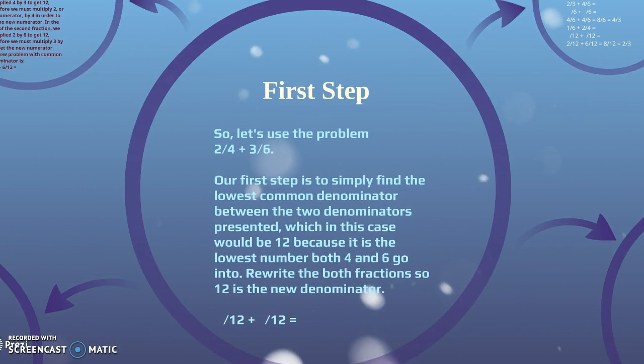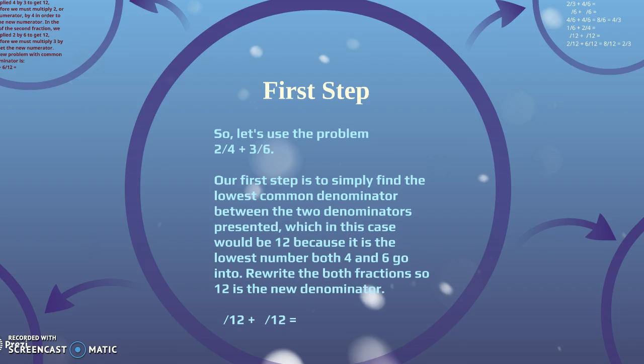Throughout this whole PowerPoint, I'm going to be using the problem listed below to show you how to do it. So the problem is actually 2/4 plus 3/6. And basically, the first step of solving an addition of fractions problem is to find the lowest common denominator between the two denominators presented. So in the case of 4 and 6, the lowest common denominator that they both go into is actually 12.